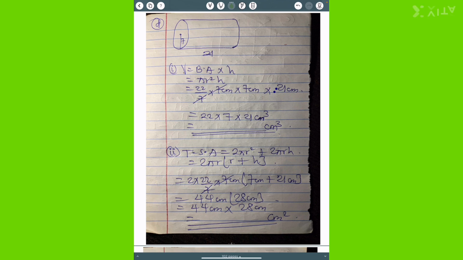Here in D, this is a cylinder. The radius of the cylinder is 7 centimeters and its height or length is 21 centimeters. The volume of the cylinder is base area times height. See this as its base and see this as the height. The base is a circle, so the area of a circle is pi r squared. So the volume is pi r squared times 21. That will give you your volume.